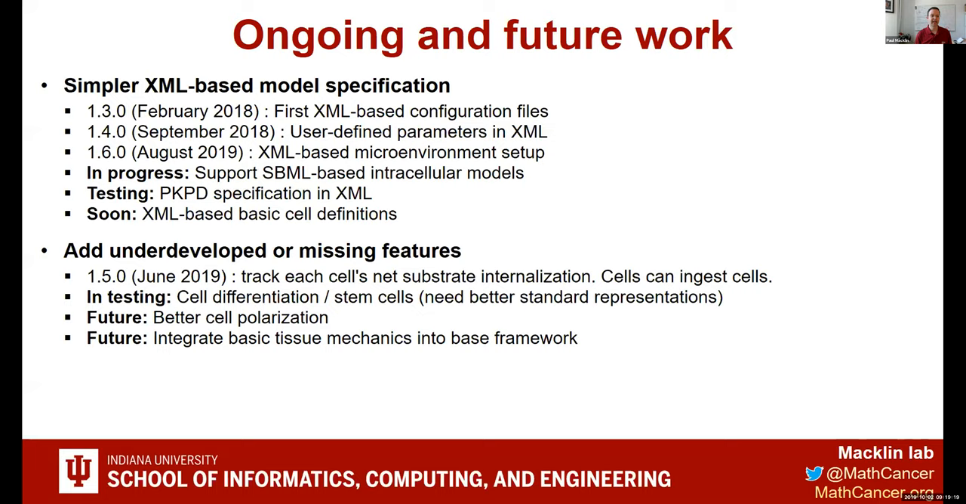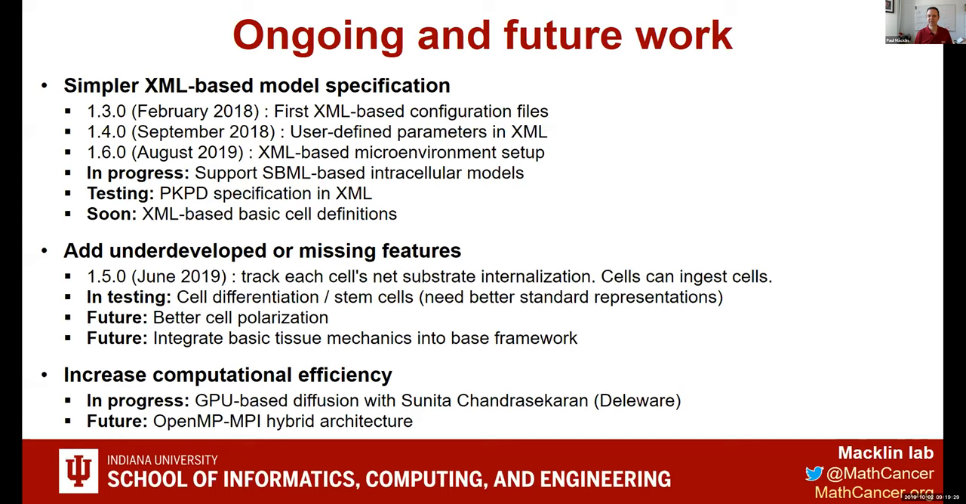In the future, we want to add some things we're missing, like better biomechanics and better cell directional polarization. But these are all things where we hope that eventually the community can start contributing. And of course, there's always the quest to increase computational power and efficiency. So we were looking at various high-performance computing architectures to accelerate it. That requires adding MPI around the code.